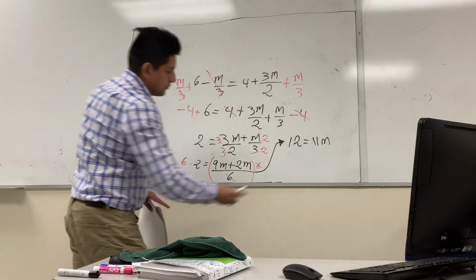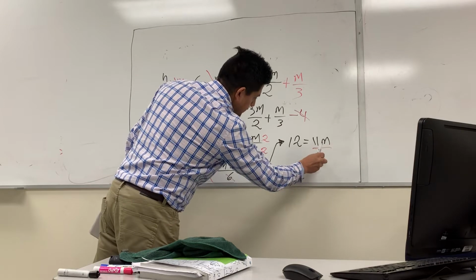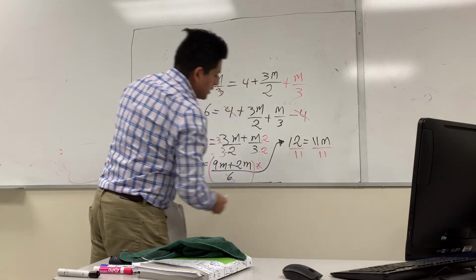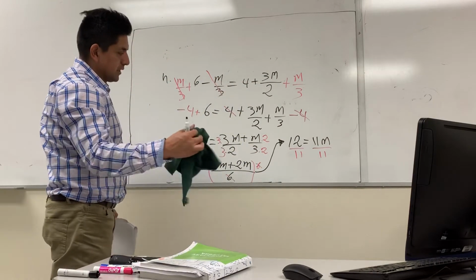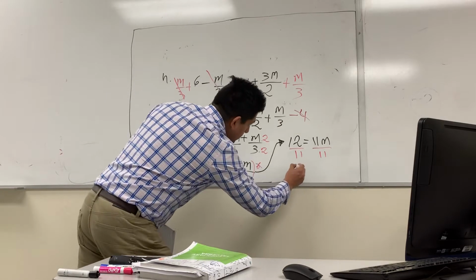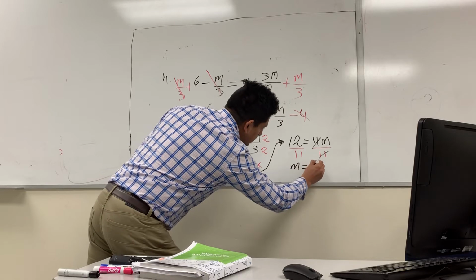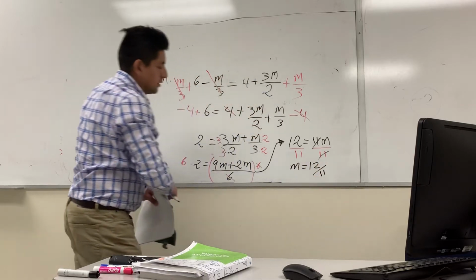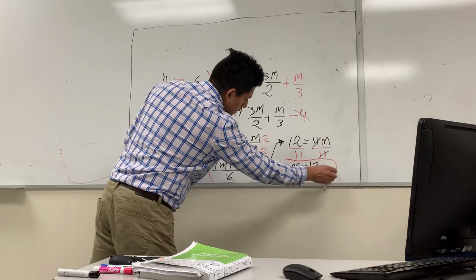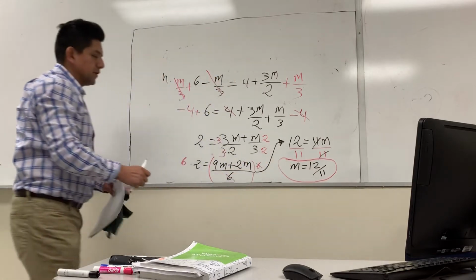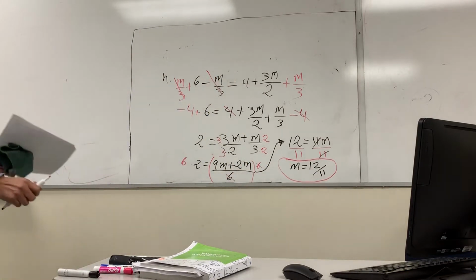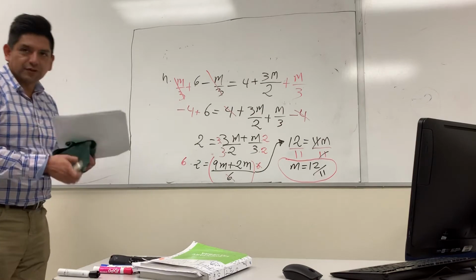Okay, last thing I have to do is I can divide both sides by 11. And then that will give me my answer, where m is going to be equal to 12 over 11. There we go. You good? Good.